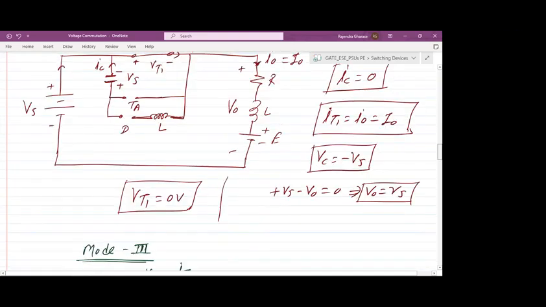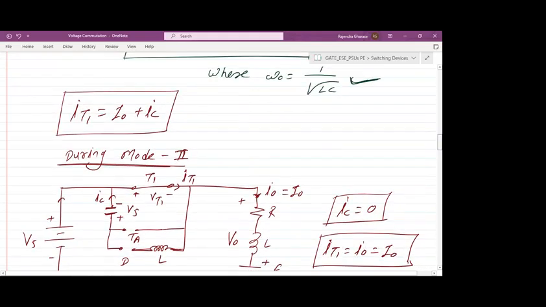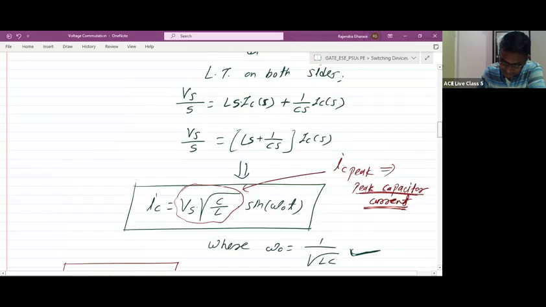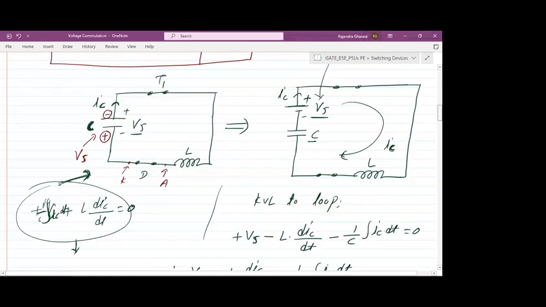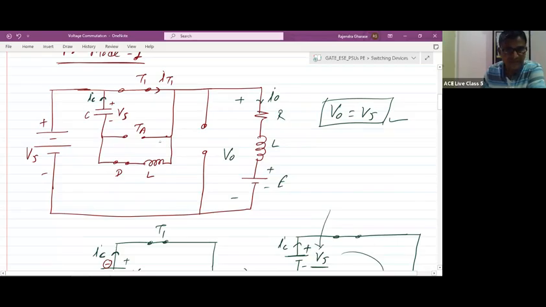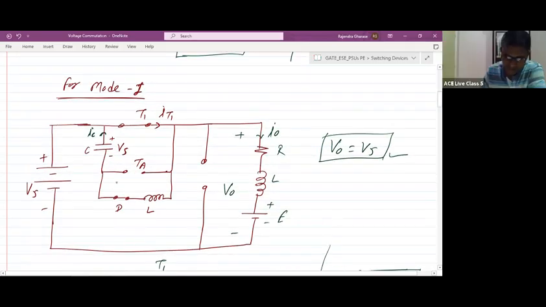Sir, please write the capacitor voltage formula once, as it was charged to Vs and then discharges. The capacitor discharges and again charges to the reverse polarity.